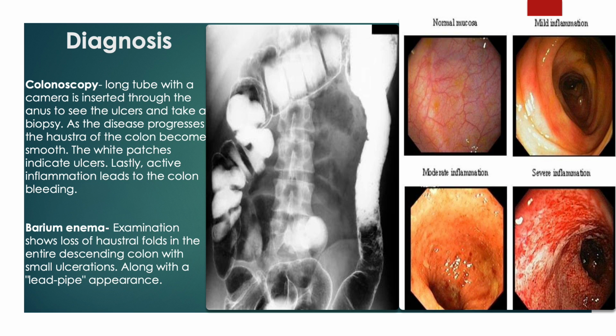We also have the barium enema, which is an examination that shows loss of the haustral folds in the entire descending colon with small ulcerations, along with a lead pipe appearance, and it is an injection of liquid into the rectum, resulting in a clear image of the colon.